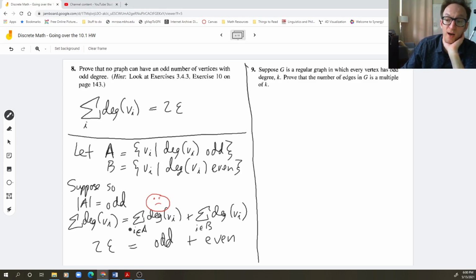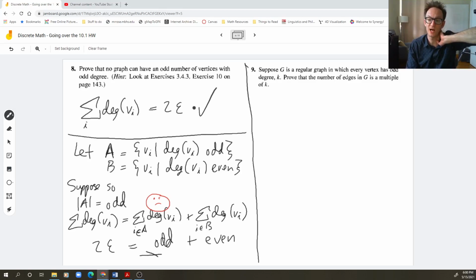But therefore, the degree of all the vertices would be an odd number plus an even number, which is odd. But that can't be, because by handshake, the sum of the degrees of all the vertices is even. So this is a contradiction, and that's pretty much that. All right, that was too much detail, but maybe just enough for one person out there on the internet.